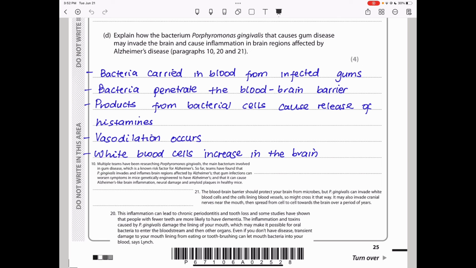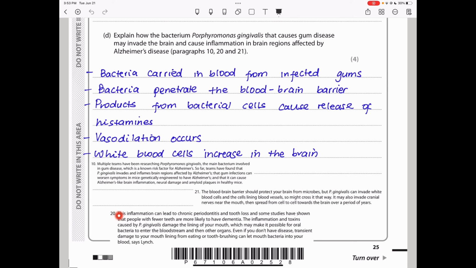Then 21 says, the blood-brain barrier should protect your brain from microbes, but P. gingivalis can evade white blood cells and other cells lining blood vessels, so it might cross it that way. It may also invade cranial nerves near the mouth. This is the key part: near the mouth, then spread from cell to cell toward the brain over a period of years. So if they can spread from the mouth to the brain, across the blood-brain barrier, it means they are able to enter your brain and cause some infection.